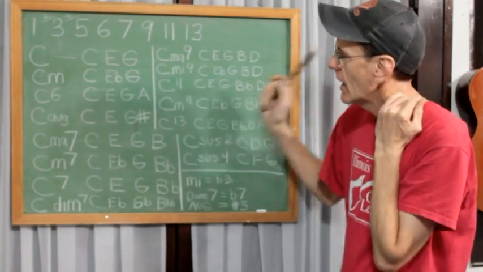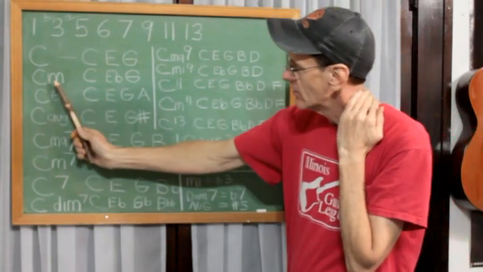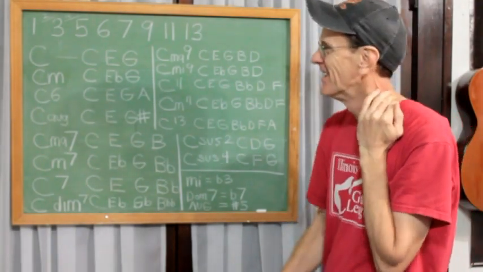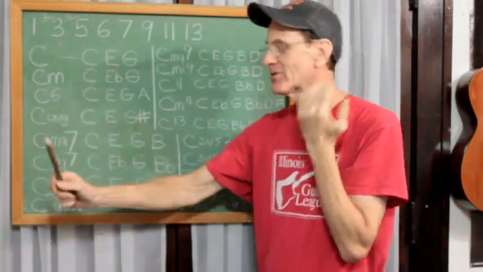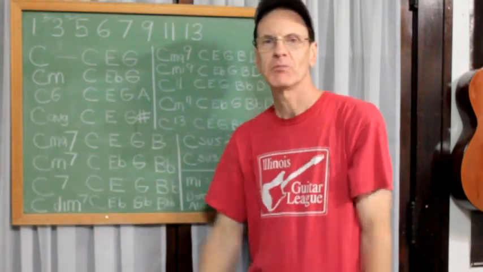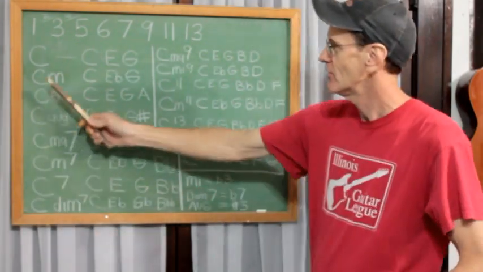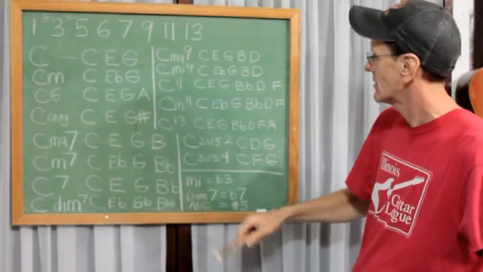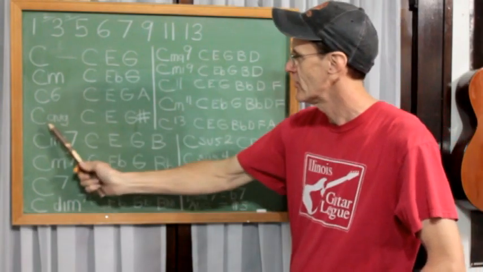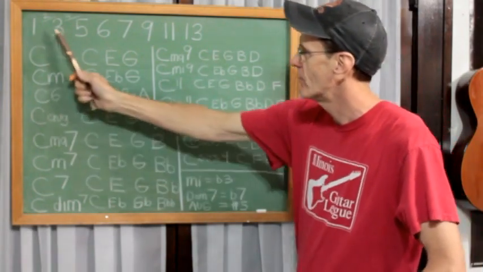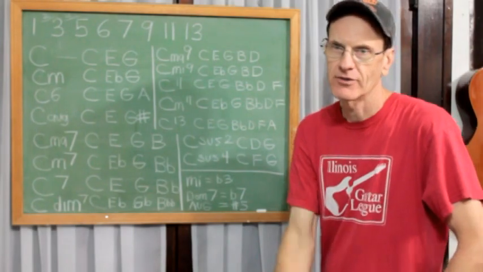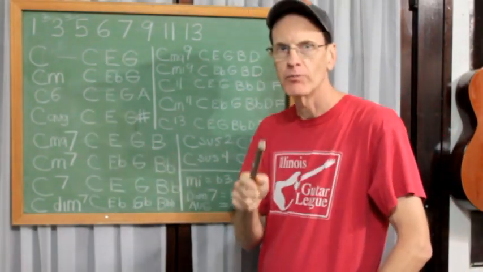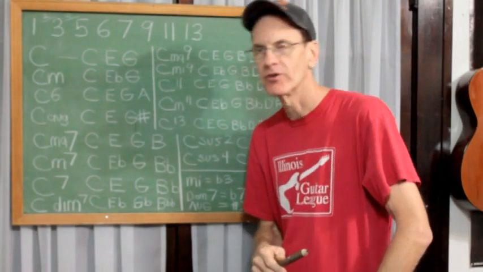Okay, so if you ever run into a minor, a minor means flat the third. It's always going to mean flat the third. So if you have a C minor chord, a C minor 7, C minor 9th, C minor 11, whatever it is, you're going to have the third flatted. Okay, so C, E flat, G forms all your C minor chords.